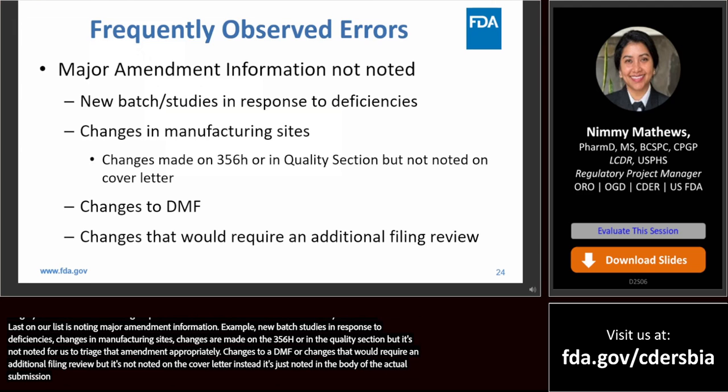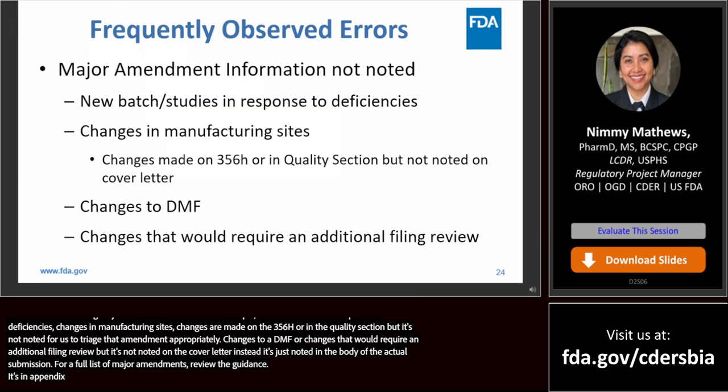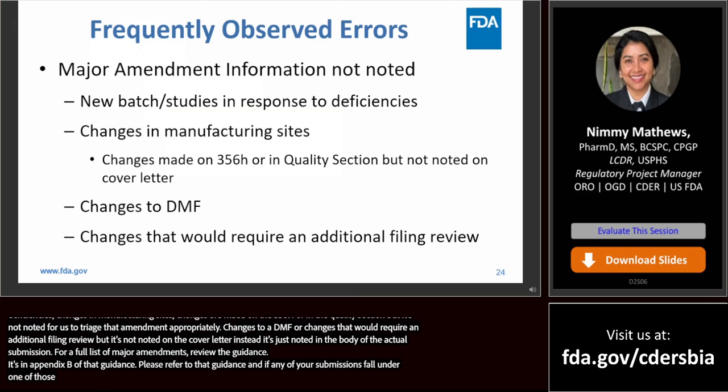For a full list of what is considered major, a full list is available in the guidance on submitting amendments to abbreviated new drug applications under GDUFA, and it's in Appendix B of that guidance. Please refer to that guidance, and if any of your submissions fall under one of those categories, please remember to note and tag that cover letter with a major amendment notification clearly identified in the header.